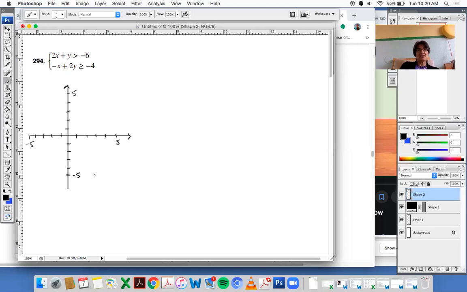All right, so let's look at these. Okay, so let's grab the first inequality. 2x plus y is bigger than -6. So this needs to be solved for y. So subtract 2x from both sides. We get y equals -2x minus 6.